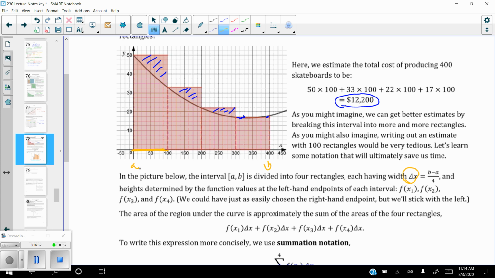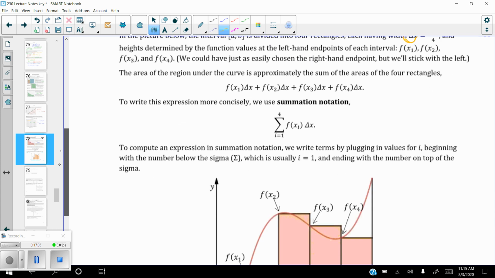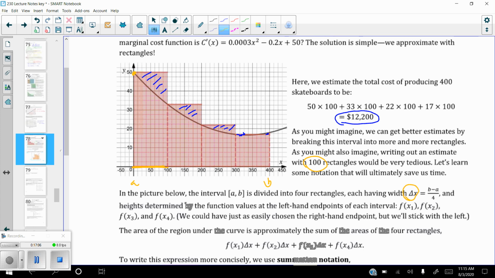If you wanted to do 100 rectangles, like it says up here, it would be very tedious to do, but you could. It would be b minus a over 100. Well, the point is, there's an easier way to write all this out. There are ways to do this from the right-hand and from the left-hand endpoint of the rectangle. We're sticking with the left-hand endpoint in this particular case. All that means, by the way, is that the upper left-hand corner of each rectangle is the part that actually touches the curve. You could do it from the right-hand endpoint. In this case, it would actually give you an under approximation, but that's the general idea of what that means from right and left.